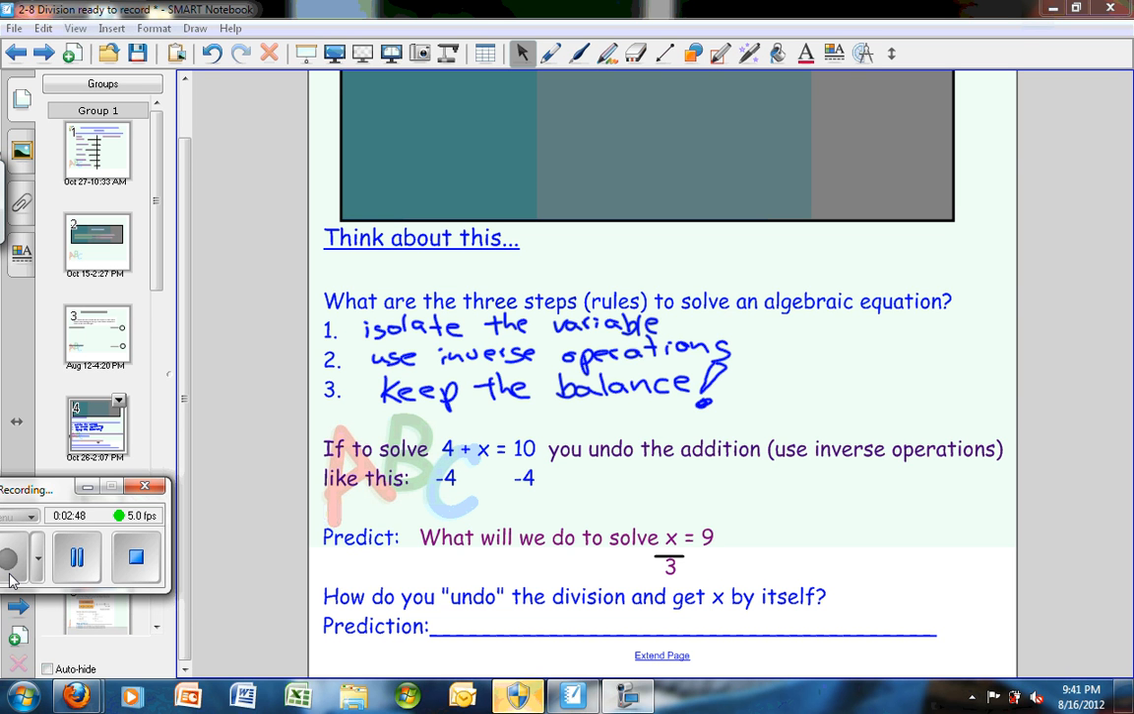So let's predict. What will we do to solve x divided by 3 equals 9? Remember that this fraction bar is also a division sign. So we're not going to read it as x over 3 or x thirds, but read it as x divided by 3. So I want you to make a prediction. How could we undo the division to isolate that variable and get x by itself? Go ahead and write down what your prediction is and then unpause the video.